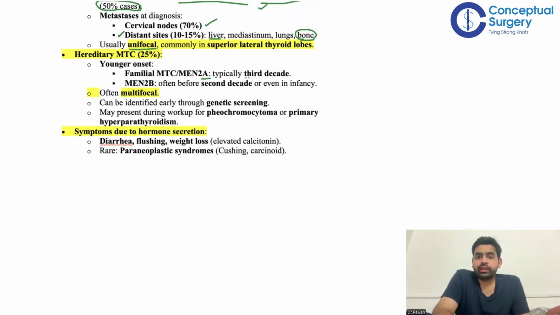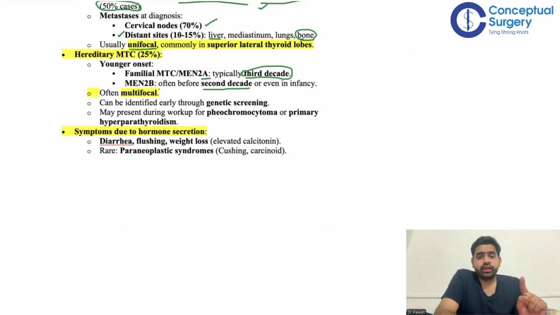Now, MEN2A typically presents at around the third decade. And MEN2B typically presents in around the second decade. So in around 20 to 30 years of age, the patients are going to develop the thyroid malignancy. MEN2B is even younger. Sometimes even in infancy, the patients might develop a medullary thyroid cancer. This is the first difference, that the age is lower, a younger age group.